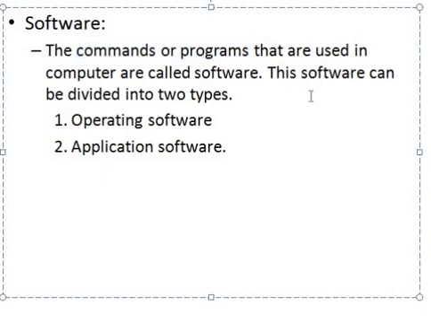In software you have two types: operating software or system software, as we say. In your book they are given as operating software, and the second type is application software. So let's see about operating software and application software.